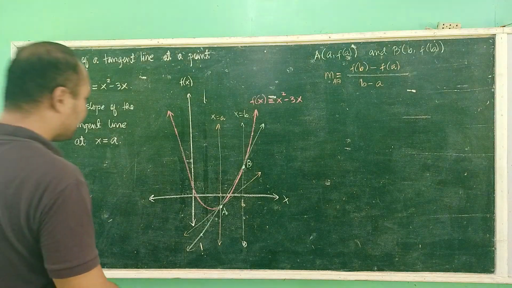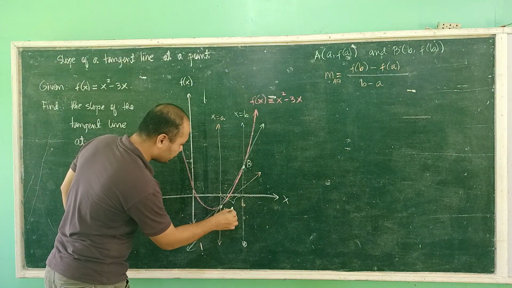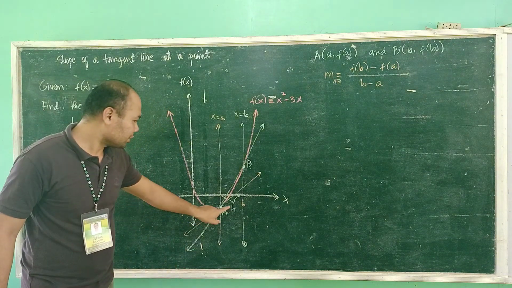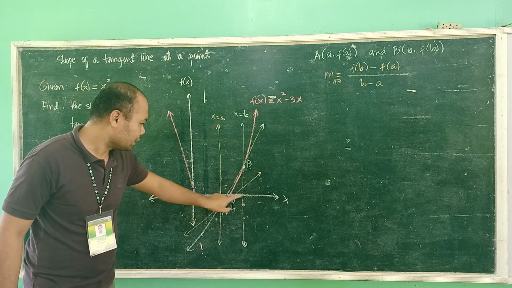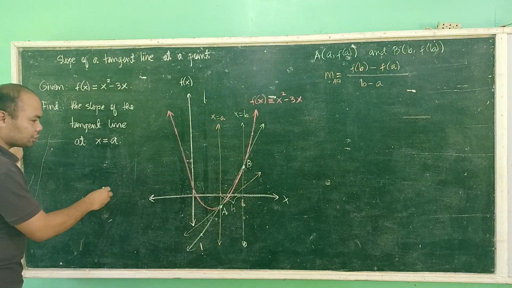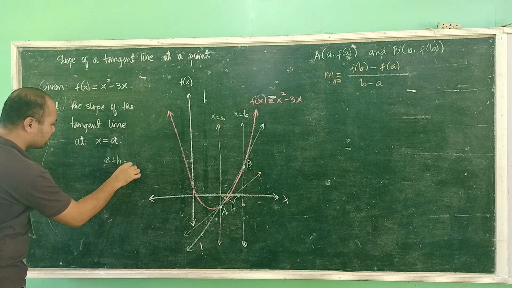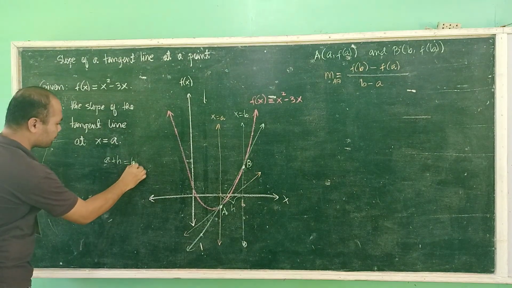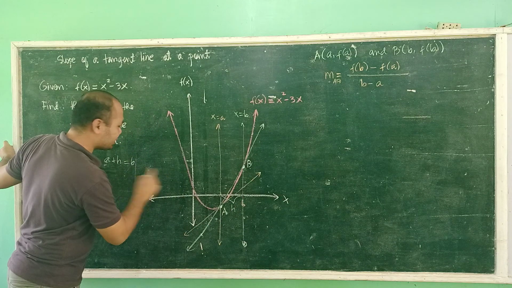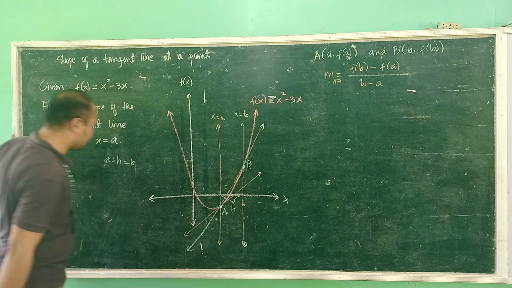So just like earlier, suppose we denote this distance to be h. If we denote this distance between A and B as h, we may be able to find the relationship: A plus h will be equal to B. So this is A plus h, that is just equal to B.